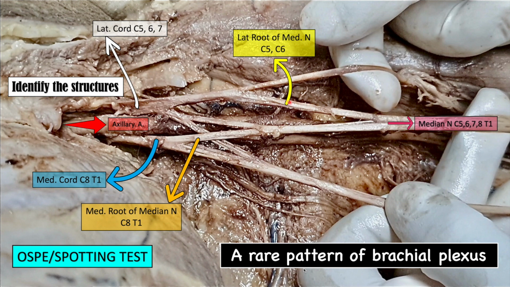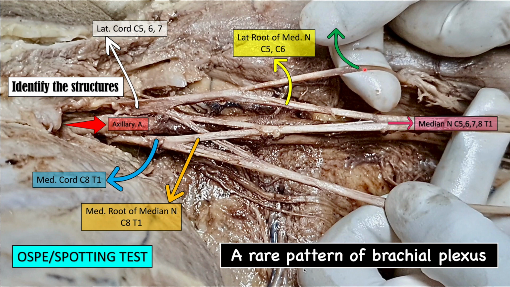So median nerve is getting C5, C6 component from the lateral cord. So that's why it's the lateral root of median nerve. And median nerve is getting C8, T1 component from the medial cord of brachial plexus. Right? But you know that the median nerve root number is C5, C6, C7, C8 and T1. That means the seventh component is still missing. That's why it's a rare pattern of brachial plexus. So let's spot the next structure.